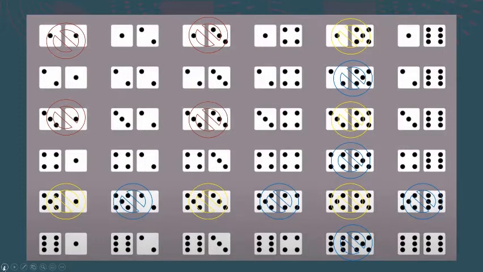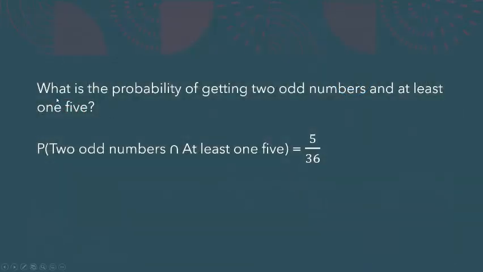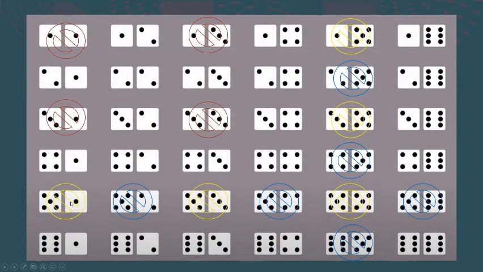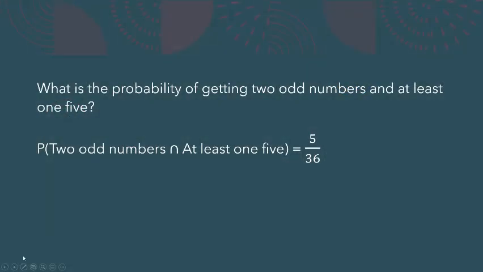kinakaharap, which is yung what is the probability of getting 2 odd numbers and at least 1 5. Dahil 5 yung intersection of events natin, yan ang sagot doon sa question na ating nahanap. So, bale 5/36 kasi 5 yung intersection of events tapos 36 yung possible outcomes.